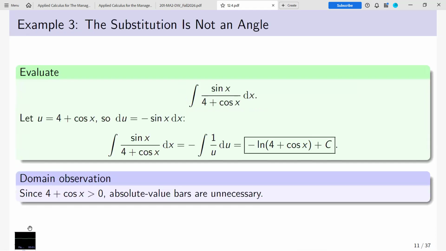The best substitution is the entire denominator, not necessarily the angle. Its derivative is negative sine, which explains the negative sign. Substitution does not care which expression looks most trigonometric. It follows derivatives.